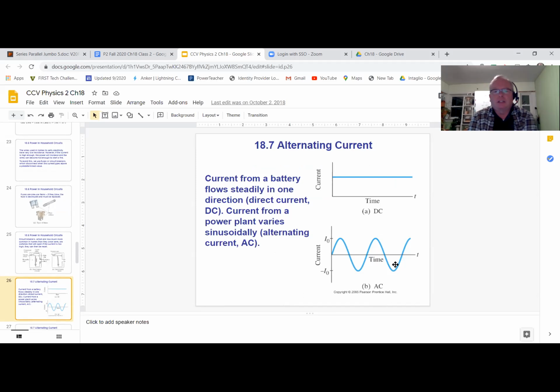So direct current versus alternating current. Batteries, we know, give us direct current. Solar panels give us direct current. And that's about it. So usually when we're generating electricity, we wind up with alternating current because it's a lot easier to generate.